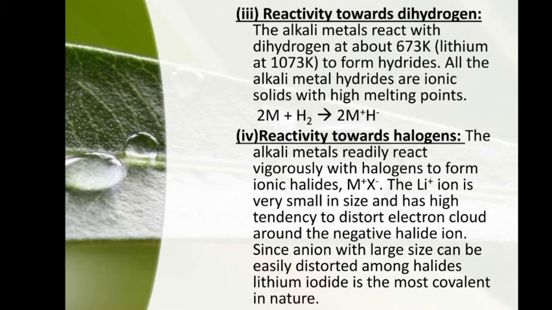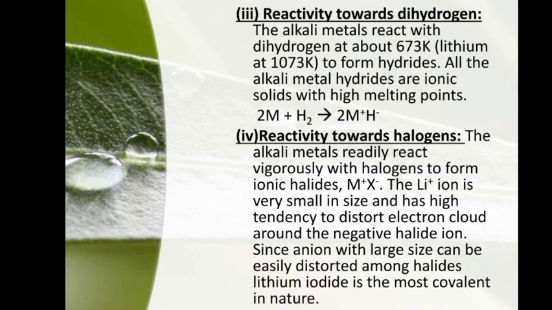Then reactivity towards dihydrogen. The alkali metals react with dihydrogen at about 673 Kelvin. For lithium, it is 773 Kelvin, to form hydrides. For example, instead of M, we can put lithium, sodium, potassium, etc., which give lithium hydride, sodium hydride, potassium hydride, etc. They are ionic solids having high melting points.